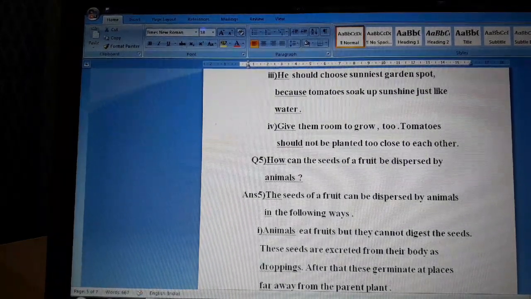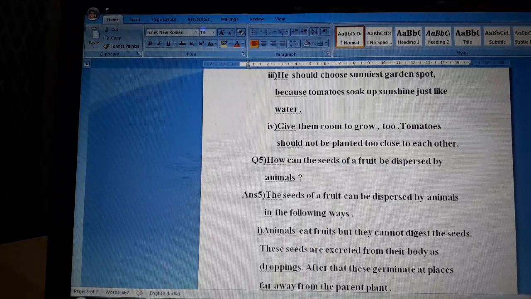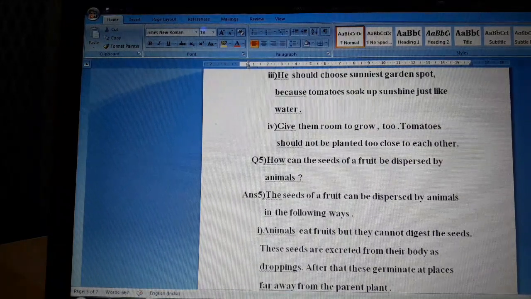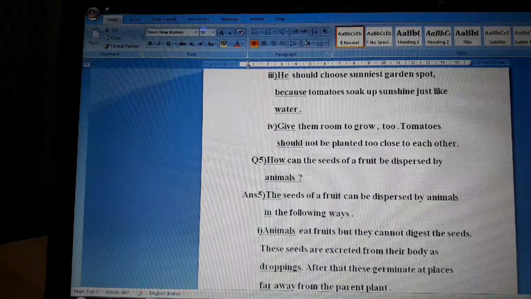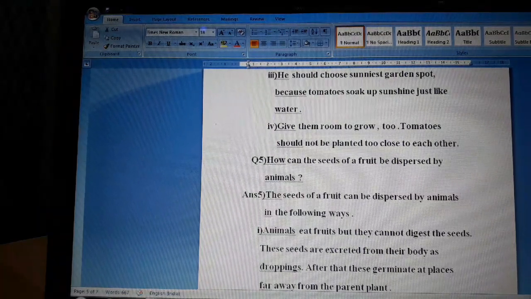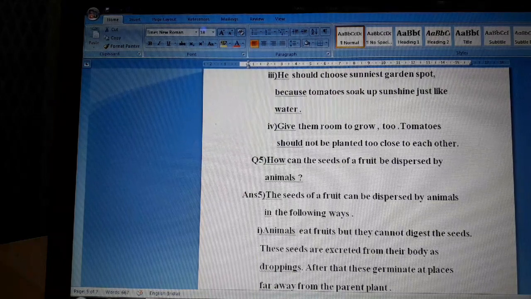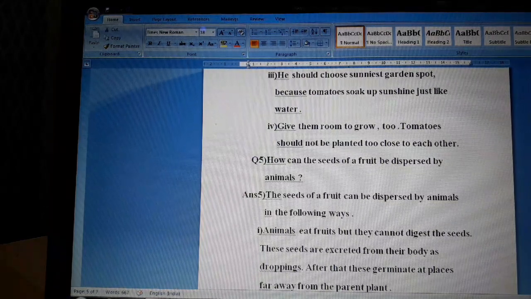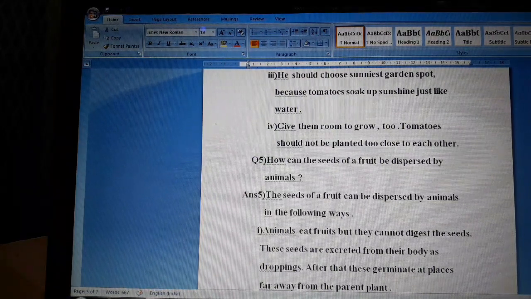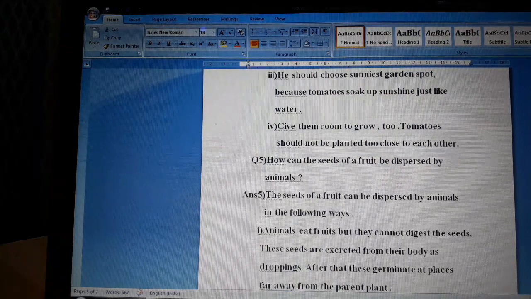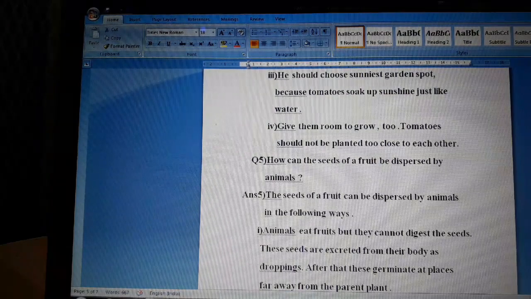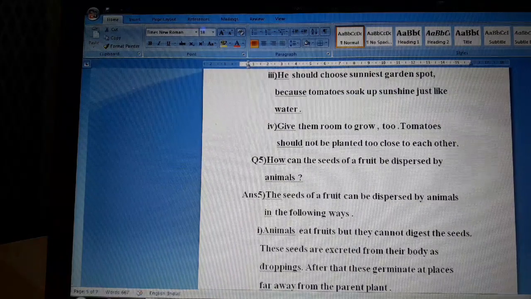And give them room to grow too. That means don't stick the tomato plants together. Give them space, enough space between 2 tomato plants, so that they are not too close to each other. If they are too close to each other, they will not get a proper amount of air, water and sunlight. You know that I have discussed this in my earlier videos.